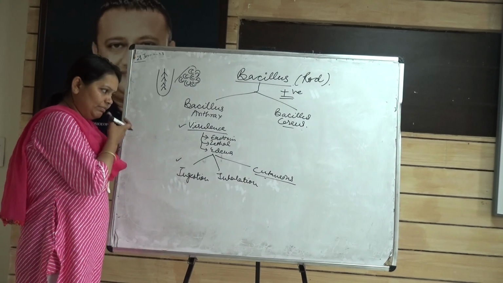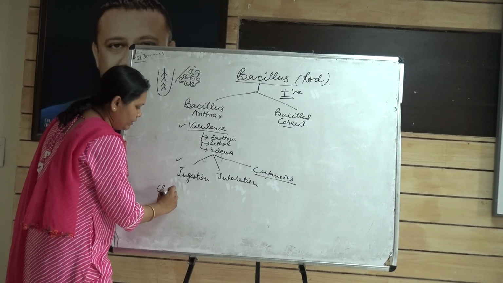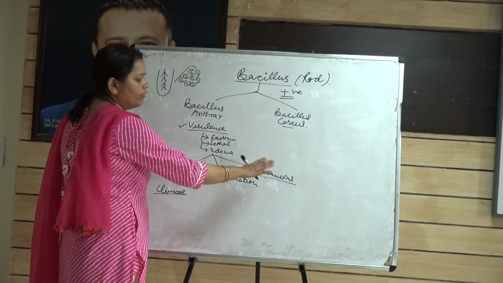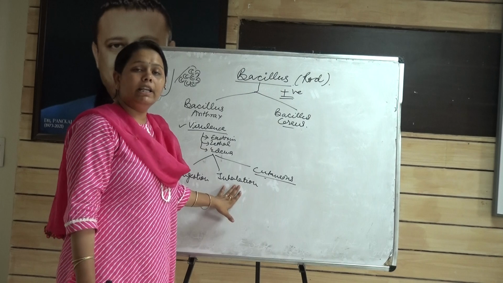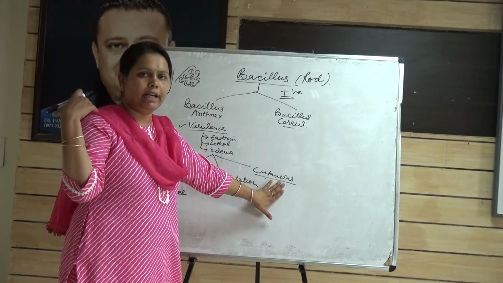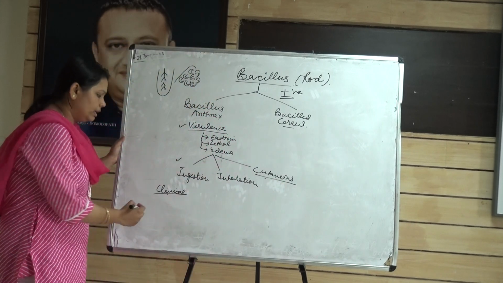After the modes of infection, we'll talk about the clinical features. The clinical features are different in different types. In ingestion, there is diarrhea and vomiting. In inhalation, there are features of pneumonitis. In the cutaneous mode, there is fever with great edema around the deep ulcer. Now we'll talk about the lab diagnosis.